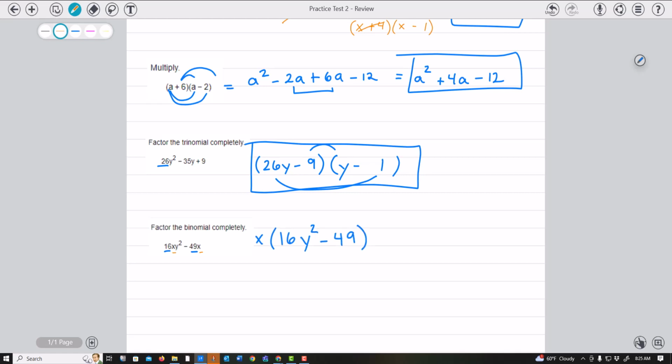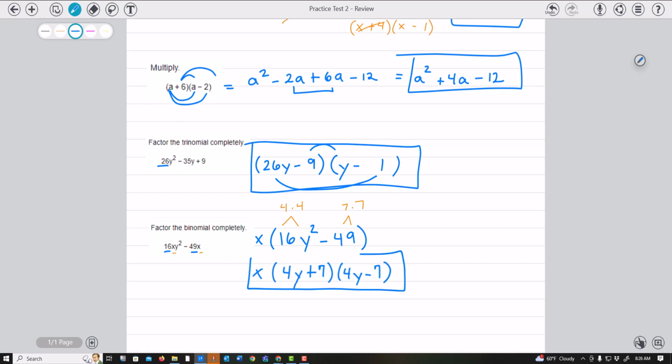Remember what we mean by a perfect square: 4 times 4 and 7 times 7. So this is that special factoring that I can factor 4, and even the y is a perfect square, right? Y times y, 4y plus 7 and 4y minus 7.